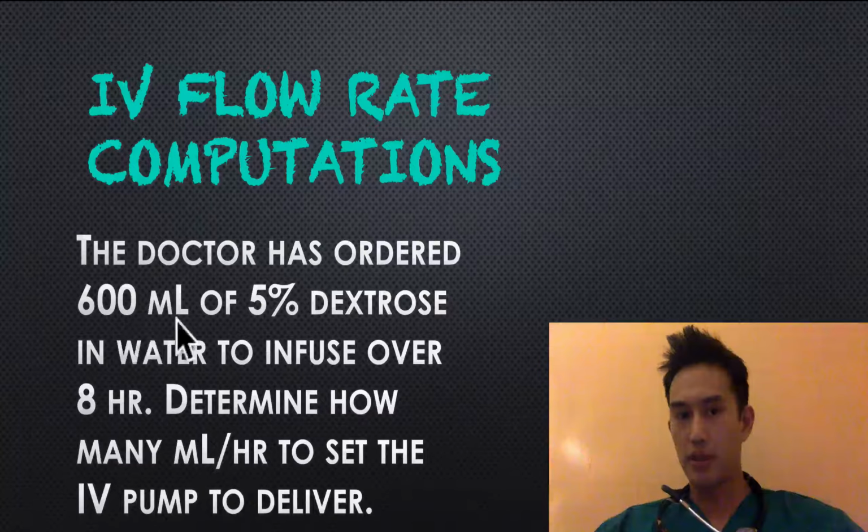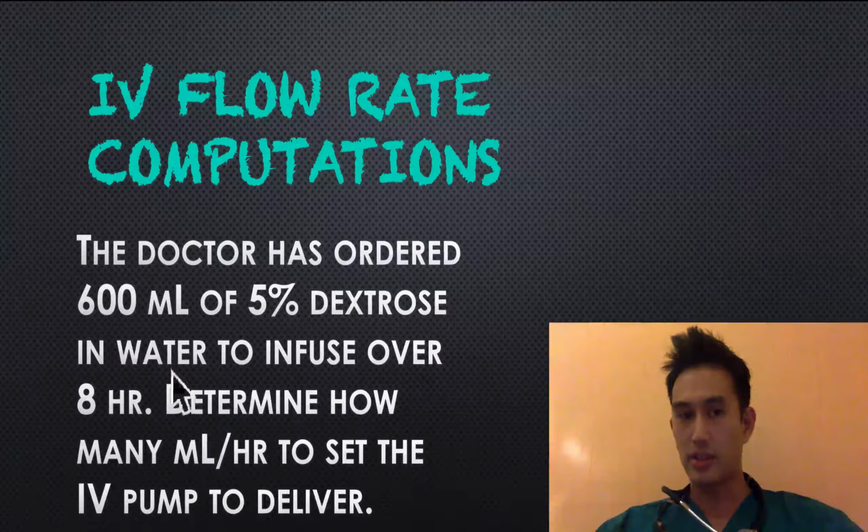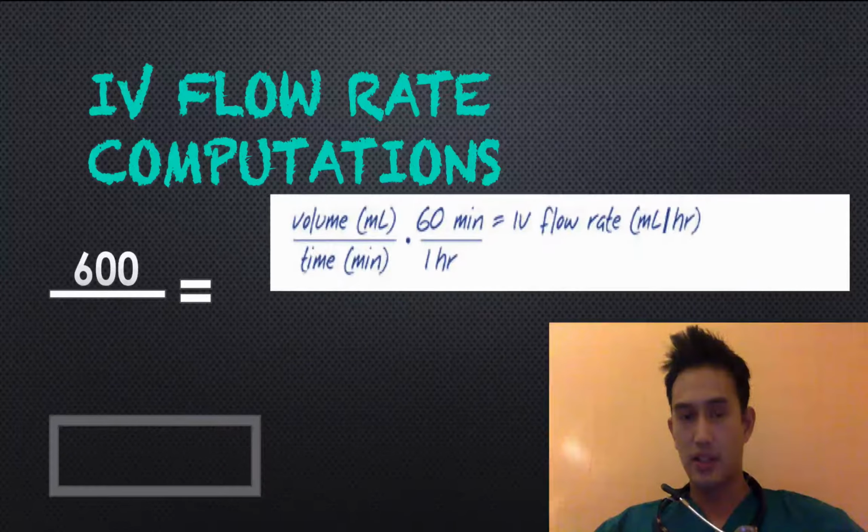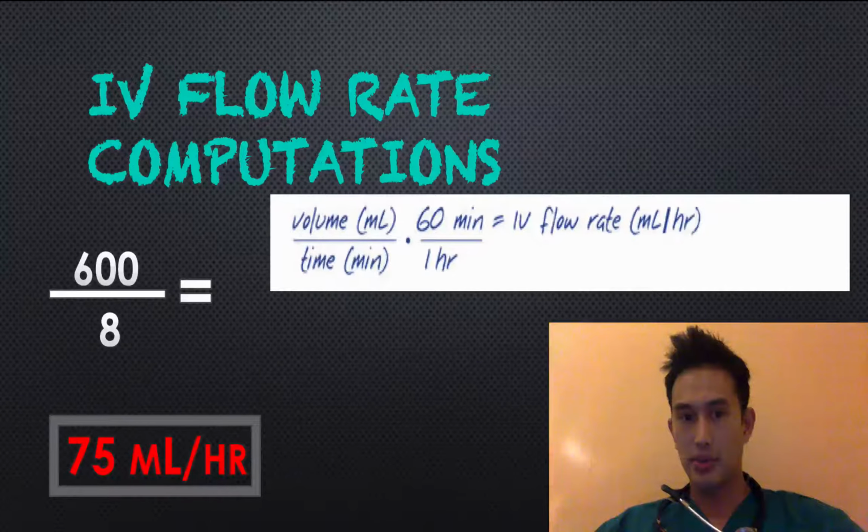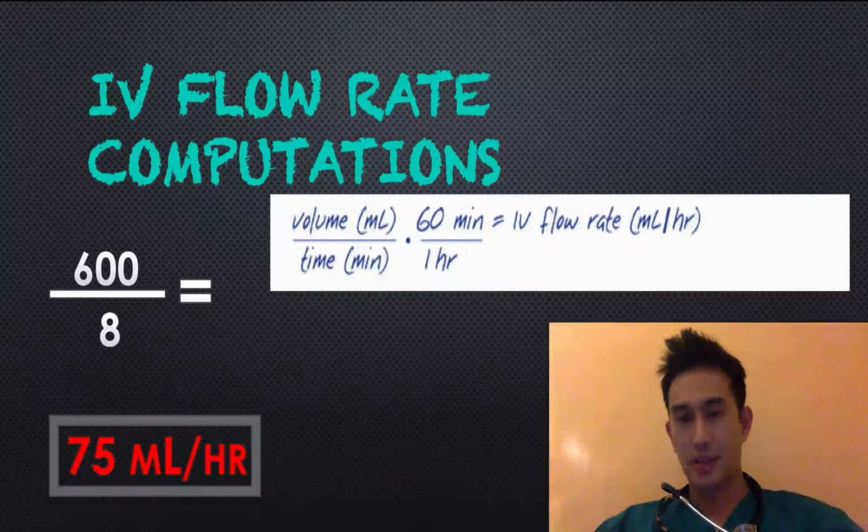We're looking for volume and we're looking for time. Now this question does not have drop factors, so these two are all we need. So we're going to have 8 hours, so you're going to divide 600 by 8. So 600 divided by 8 equals 75 mLs per hour that you're going to be infusing every single hour. So this is actually the formula you need to solve these computations.